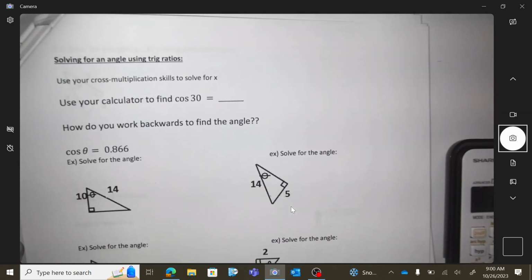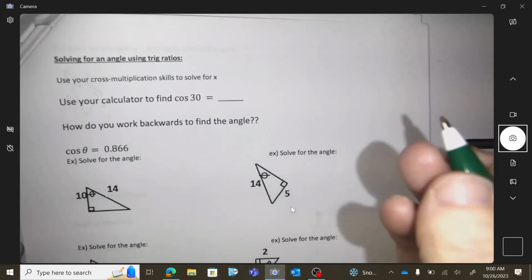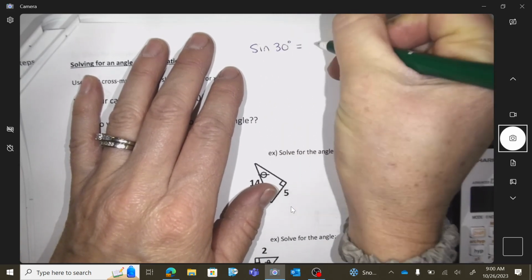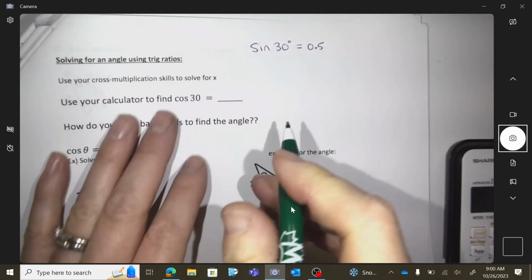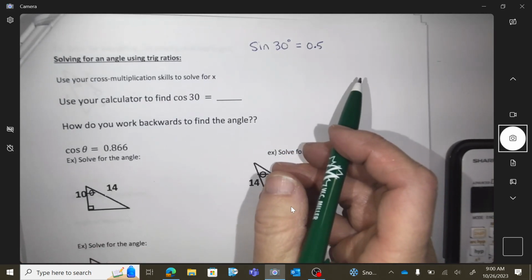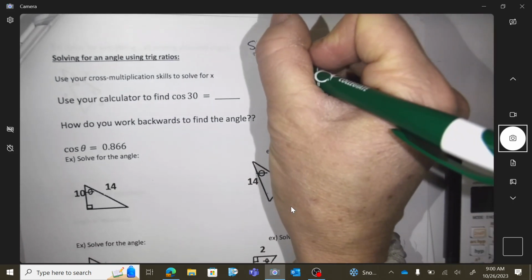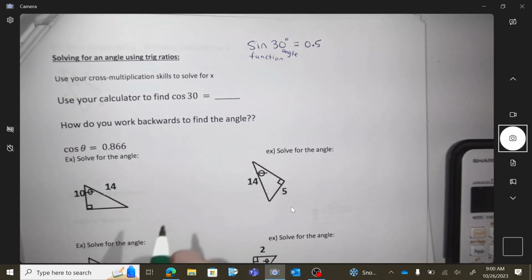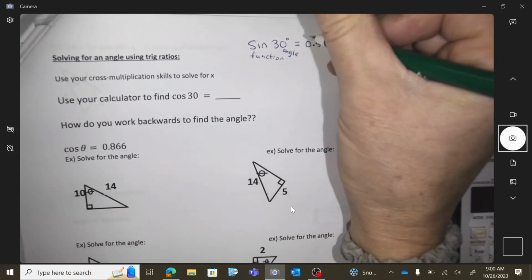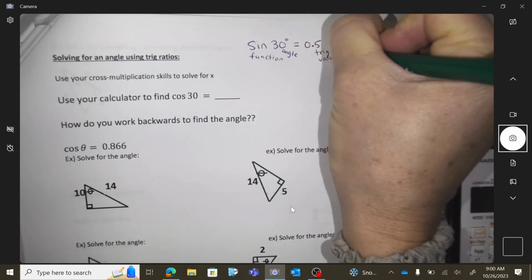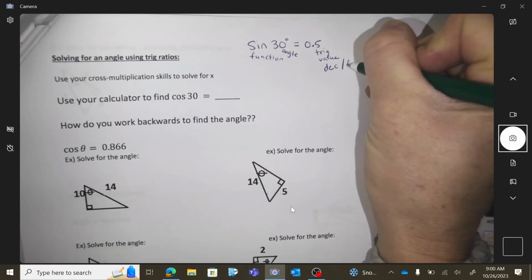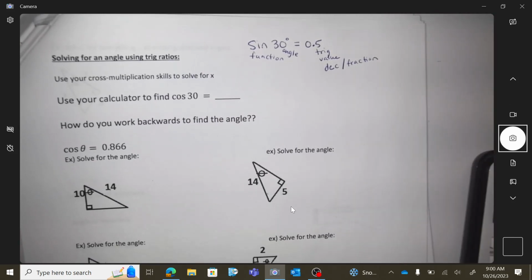Something we talked about yesterday with trig, that a trig equation has three parts. So we had this yesterday. A trig equation always contained the function, the angle, so sine of 30 degrees, and then this part is called the trig value. Here it's a decimal, but we have also worked with fractions. So it could be a decimal or a fraction over there.